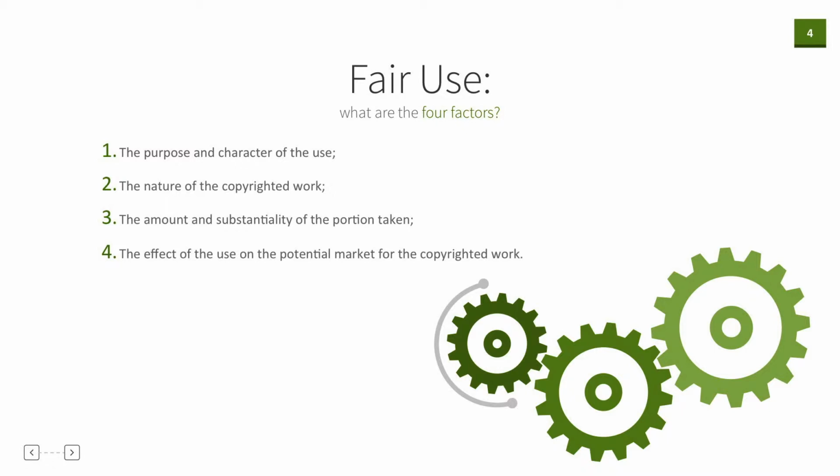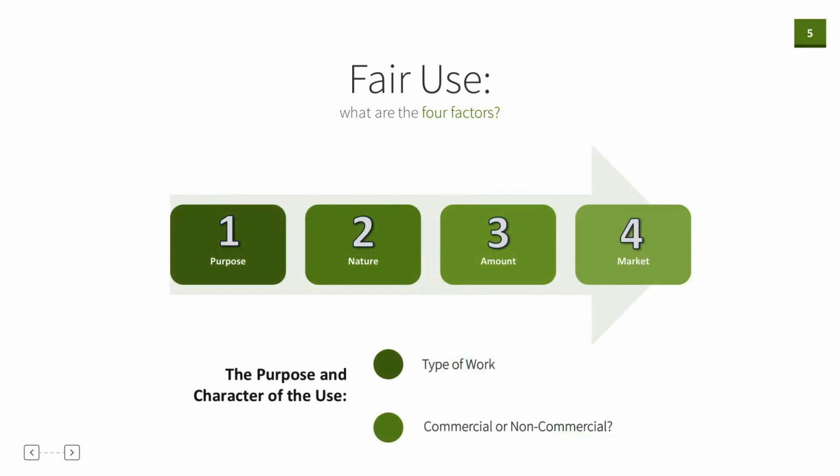So what are the 4 factors? The first is the purpose and the character of the use. This looks at whether the infringing use is one of the types that we mentioned before, like criticism, comment, or education. It also looks at whether or not the use is for commercial purposes, which makes this factor weigh against the infringer.